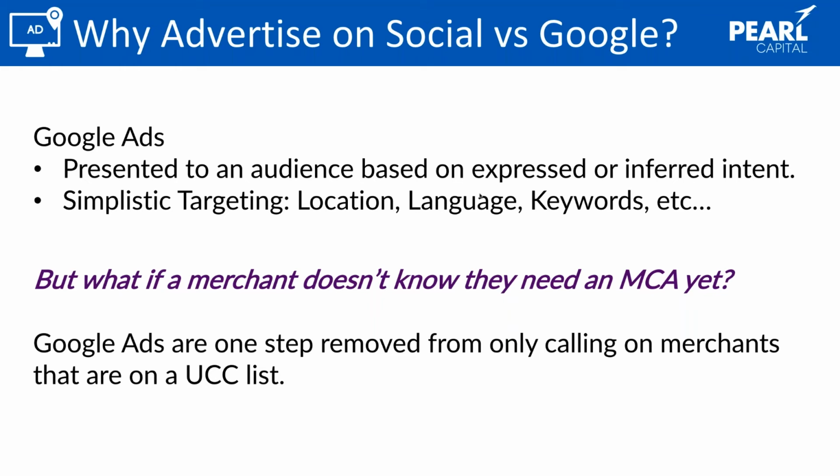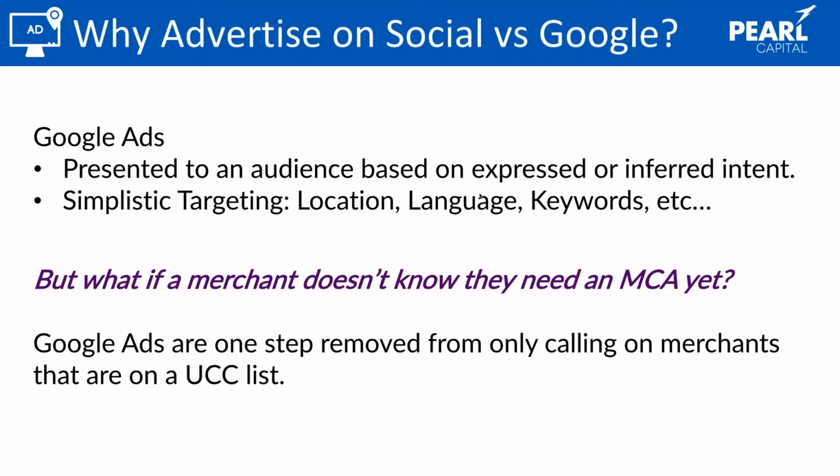As I mentioned here on the slide, the thing about Google ads is they're presented to an audience based on an expressed or inferred intent. The merchant has to go in and search for something like small business funding, or blatantly merchant cash advance, or small business loan. They have to take some level of action that would lead the search engine to present them with an ad based on that search.